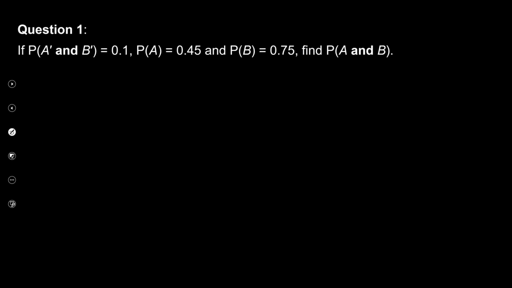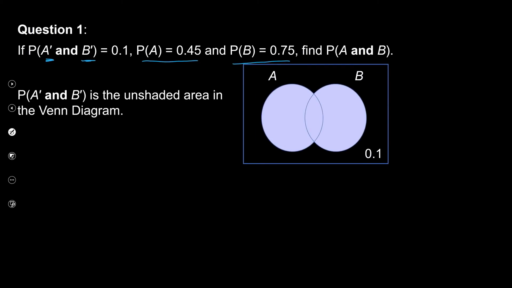So let's look at an example. This is what is given. The probability of not A and not B is 0.1. The probability of A is 0.5. The probability of B is 0.75. The question is, find the probability of A and B. So firstly, what does this mean? The probability of not A and not B is the unshaded region in the Venn diagram, because if it is outside event A and event B, that's 0.1. Are we all together? Makes sense? Okay.